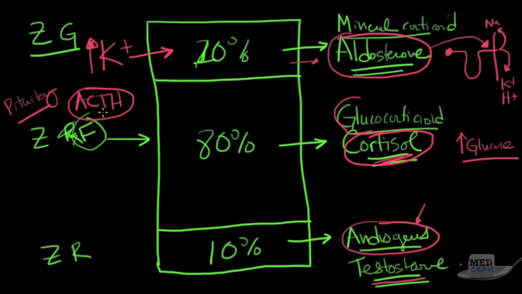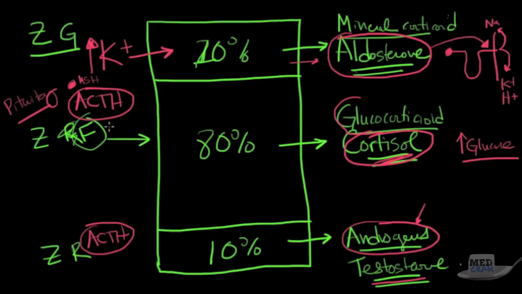Okay? There's also a little fragment that is made as well that has, as part of it, and this will become important later, something called melanocyte stimulating hormone. We'll talk about that in a little bit. That's nothing you really need to know too much about at this point. What stimulates this? Again, ACTH.